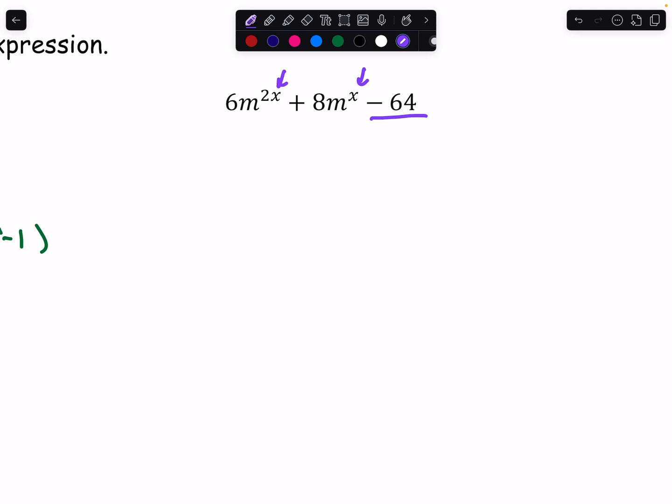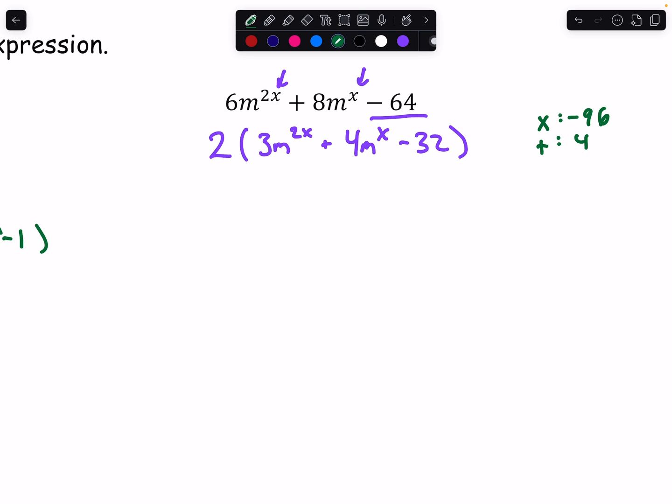So here, they're all even. I can take out a 2. So when I take out a 2, I'm left with 3m to the 2x plus 4m to the x minus 32. And now I could try my two numbers. We got the leading coefficient is 3. So we need two numbers that multiply to 3 times negative 32, which is negative 96, and add to 4.